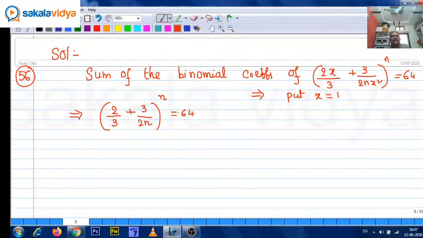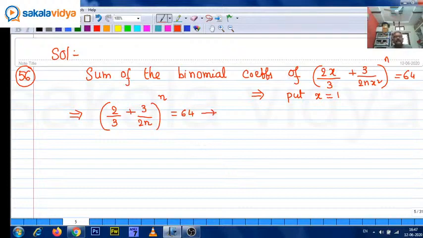Okay. Next, what we need to substitute: this will be (2 by 3 plus 3 by 2n) all to the power of n is equal to 64. Right, this relation we will get now. Sum of the binomial coefficients in the expansion is equal to 64. The term independent of x we need to find out. Right. Next, let us go for, say, equation 1.